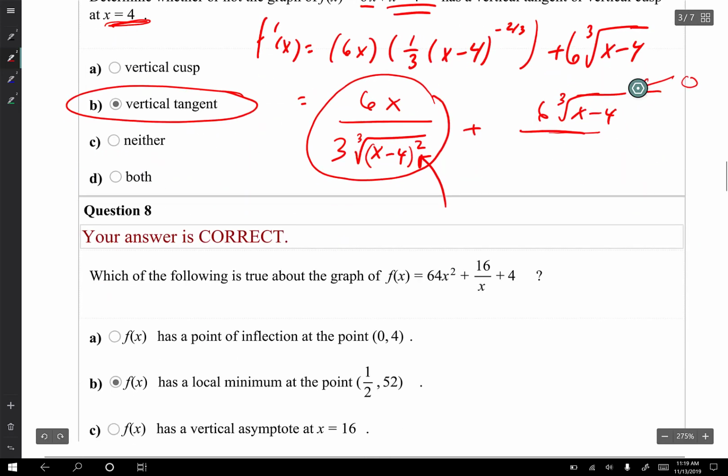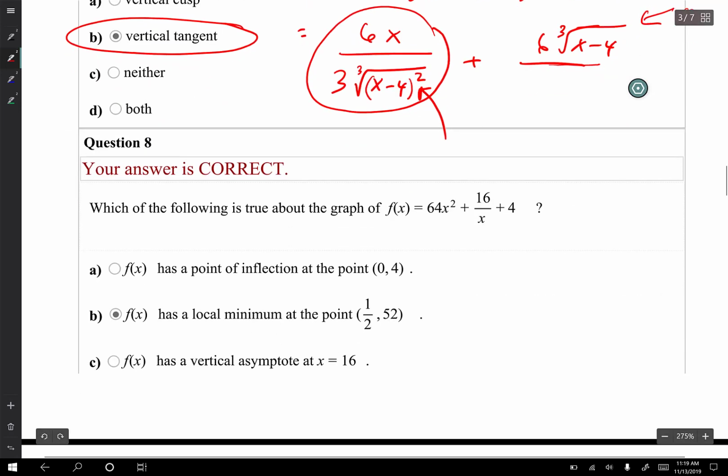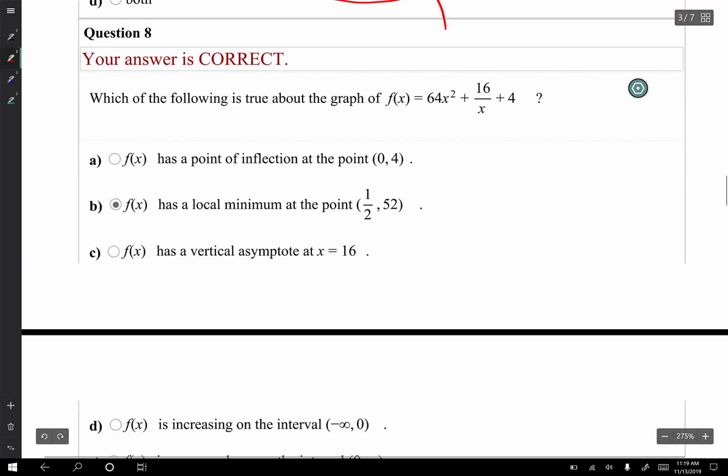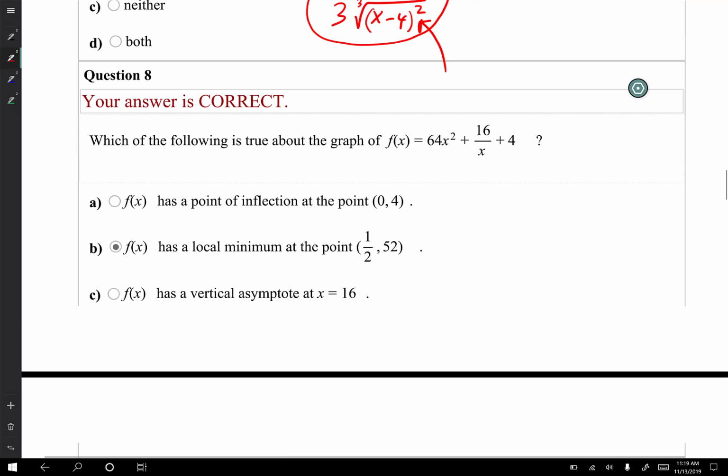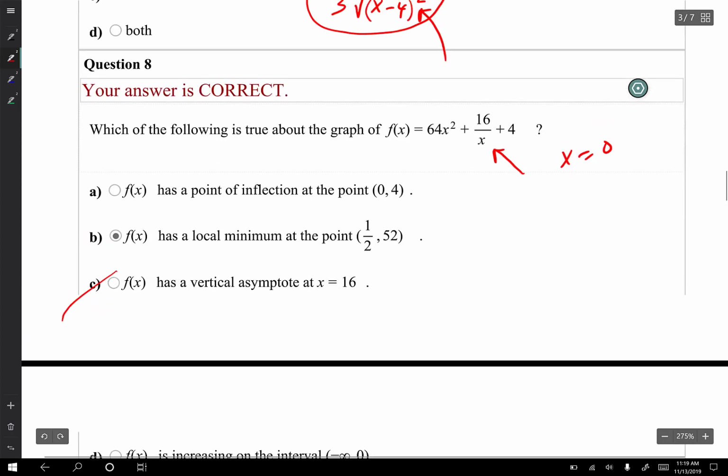Let's go to this one, which is the following is true about the graph of this. Not only do they have inflection, but it has mins and asymptotes. So let's take care of that right off the bat. Before I do anything, you only have a vertical asymptote at 0. So, let's see, this one's completely wrong. You don't have a vertical asymptote at 16. So take that one out.